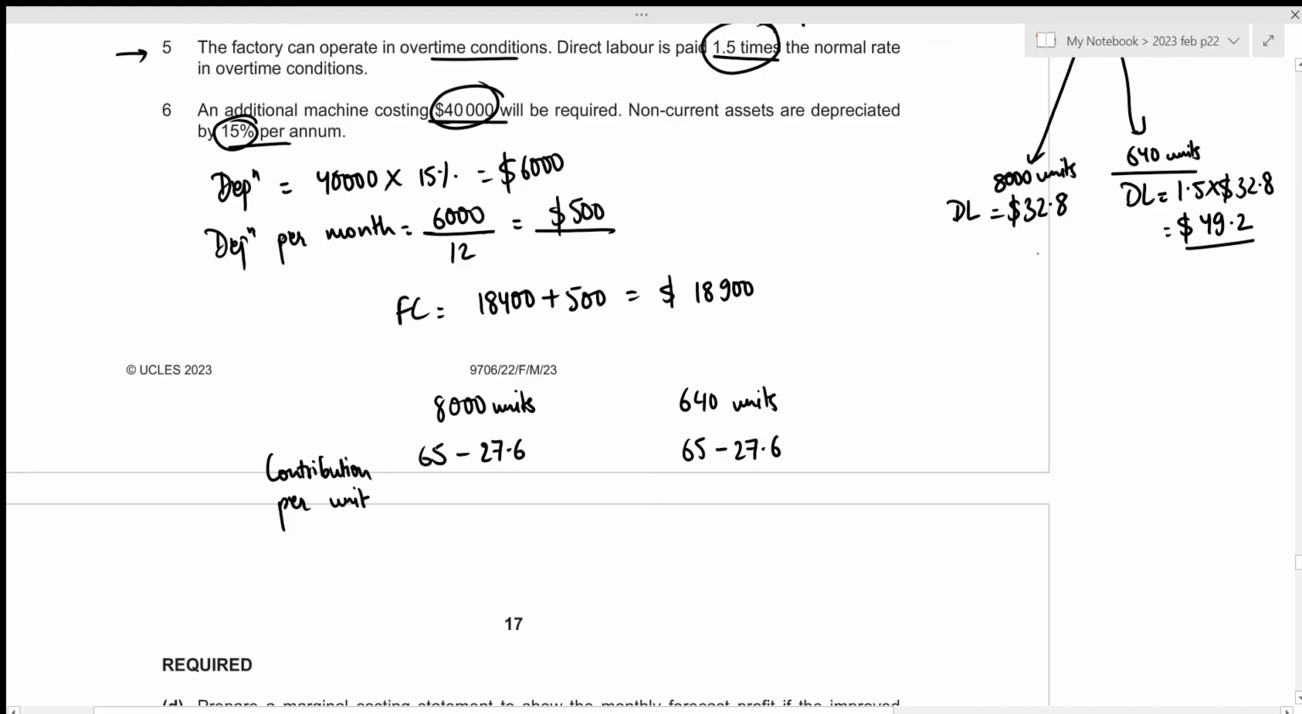But the direct labor for 8,000 units is 32.8, whereas for 640 units, it's 49.2. So the contribution per unit for 8,000 units will be 65 minus 27.6 minus 32.8, which results in 4.6. And for the new units, or 640 units, that's 65 minus 27.6 minus 49.2. But this results in a negative contribution, so that's minus 11.8.